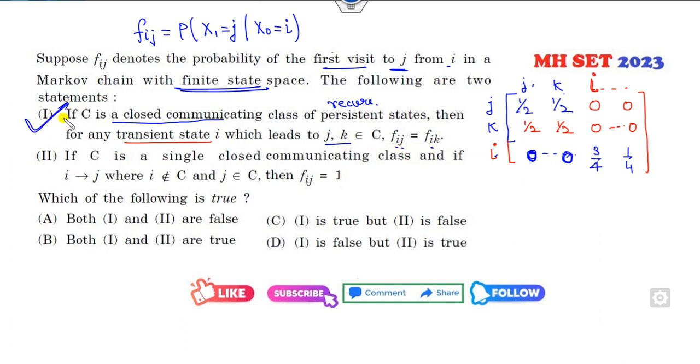That's the correct option. Fine. If C is my single clause, what is the meaning of that single clause? That means it has only one value. That means this is my absorbing state. Single clause means that is the absorbing state.